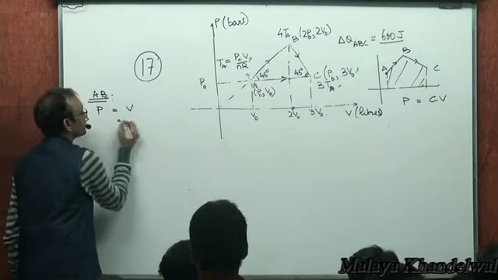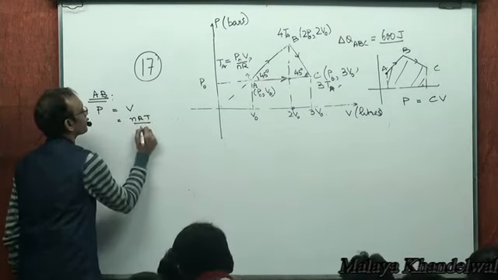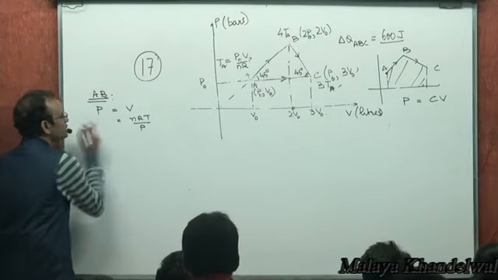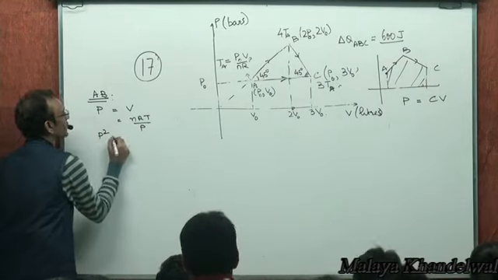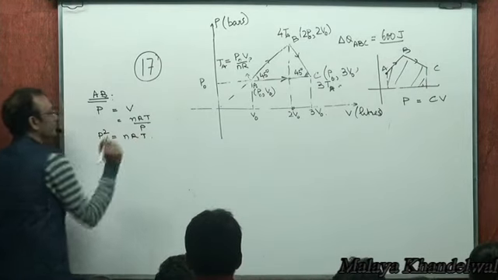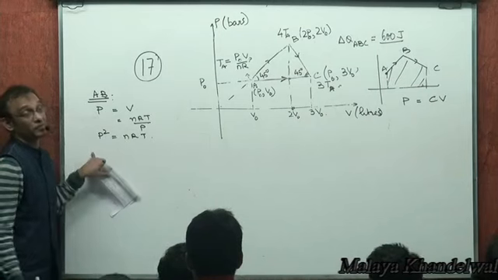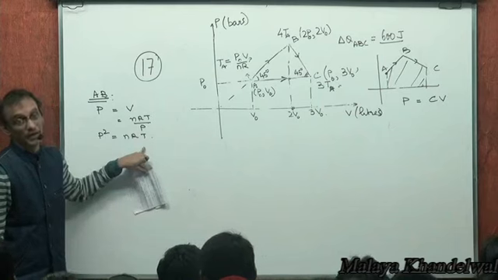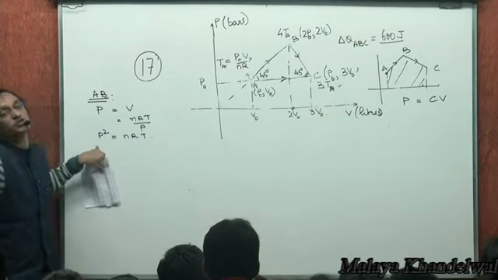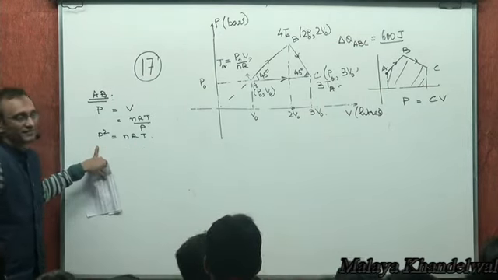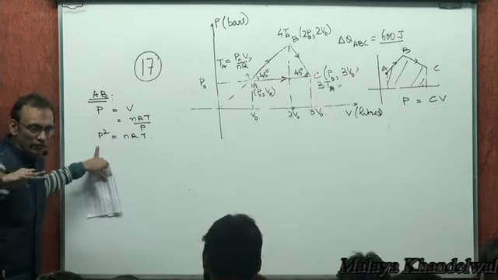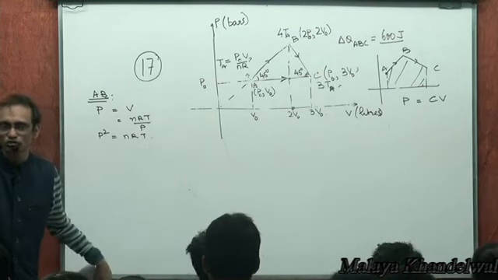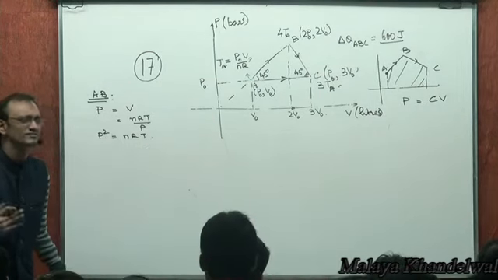So V is nRT by P. Yes, sir. So the equation of AB in PT is P squared is nRT. It's a parabola, isn't it? T versus P is going to be a parabola. Its axis of symmetry would be P squared equal to 0. That kind of a parabola, isn't it? P squared equal to constant into T is a parabola, like Y squared equal to 4AX. Yes or no?